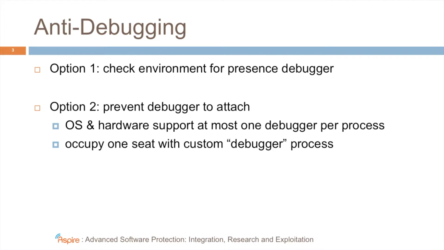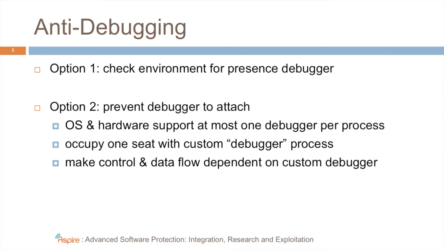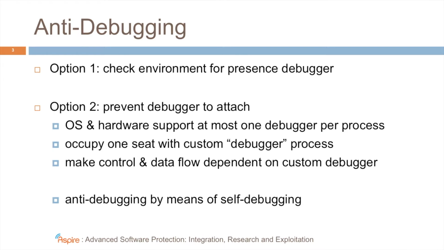So there is actually only one seat for a debugger, and what we will do is we will occupy that seat with a custom debugger process. On top, we will make the control and data flow of the application dependent on the presence of that custom debugger. This way, we will prevent that an attacker can detach the custom debugger. In essence, what we want to do is to provide an anti-debugging protection by means of a self-debugger.